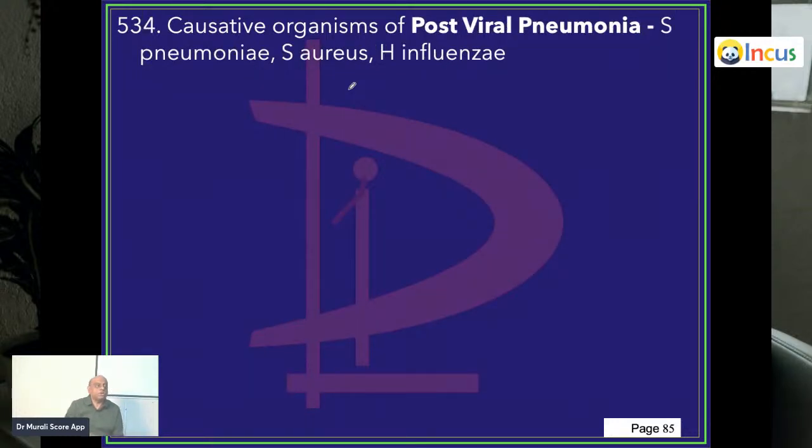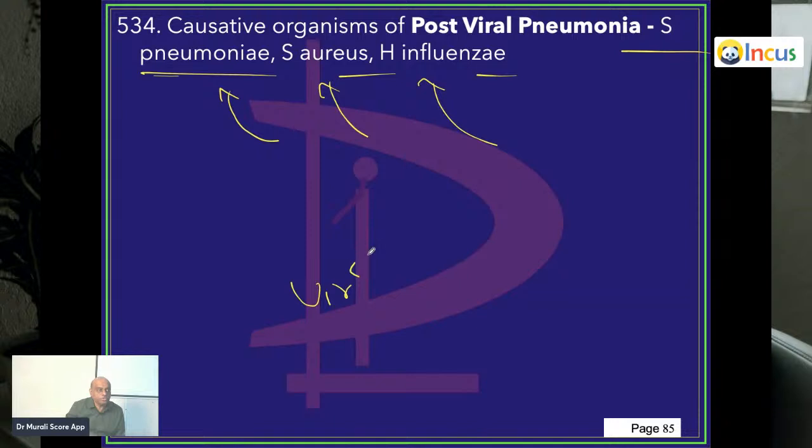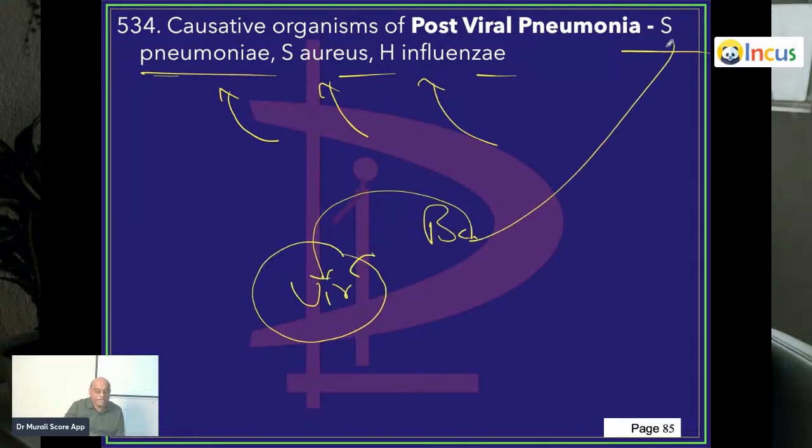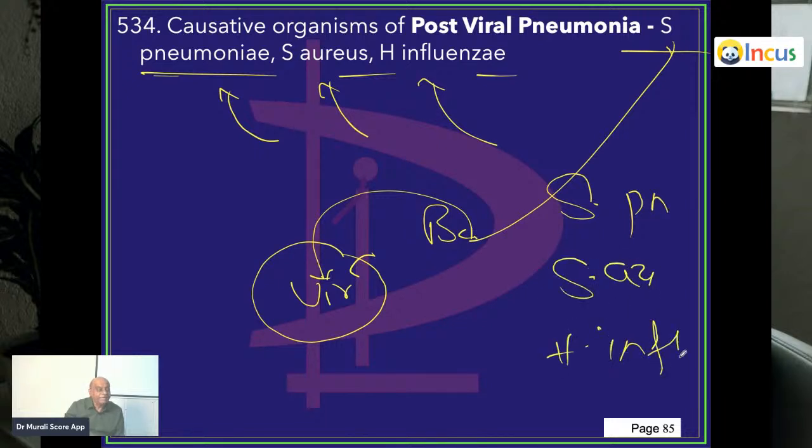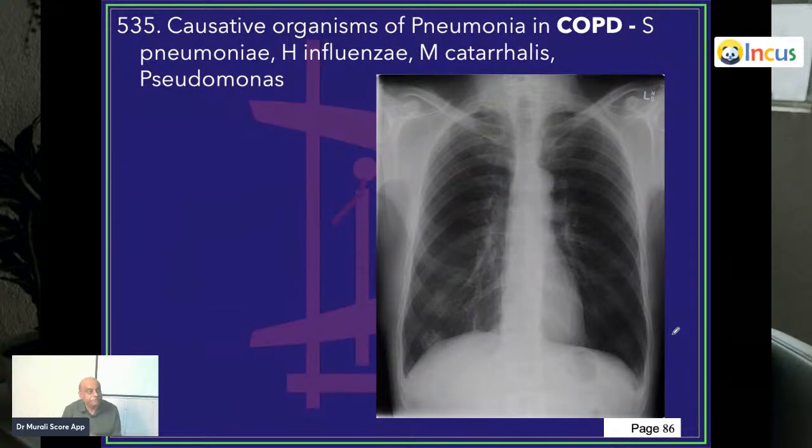Now, what are the causes of post-viral pneumonia? After viral infection, what are the organisms? Streptococcus pneumoniae, Staphylococcus aureus, and H influenzae are very common after getting a viral infection that has resolved. Superimposed bacterial infection comes, and that is Streptococcus pneumoniae, Staphylococcus aureus, and H influenzae is what you need to remember.